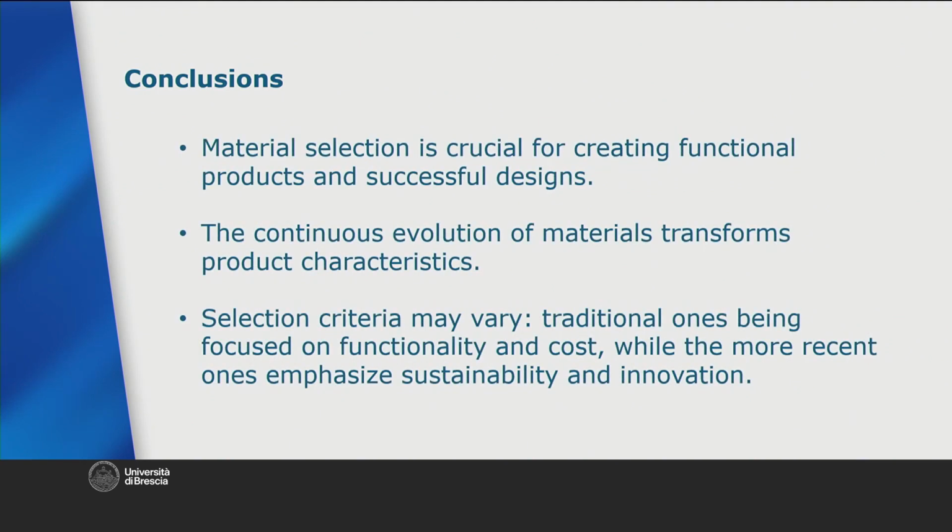This brings us to the end of our brief introduction, in which we've seen that choosing the right material is essential for creating functional objects and successful products. The continuous evolution of materials transforms the characteristics of products. Design criteria, and therefore material selection, can differ greatly from one another, ranging from the classic considerations of functionality and cost to more recent focuses on sustainability and innovation.